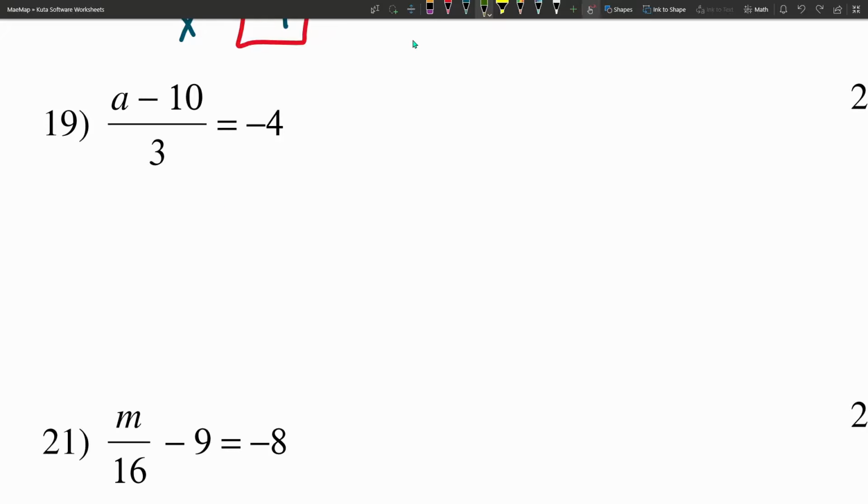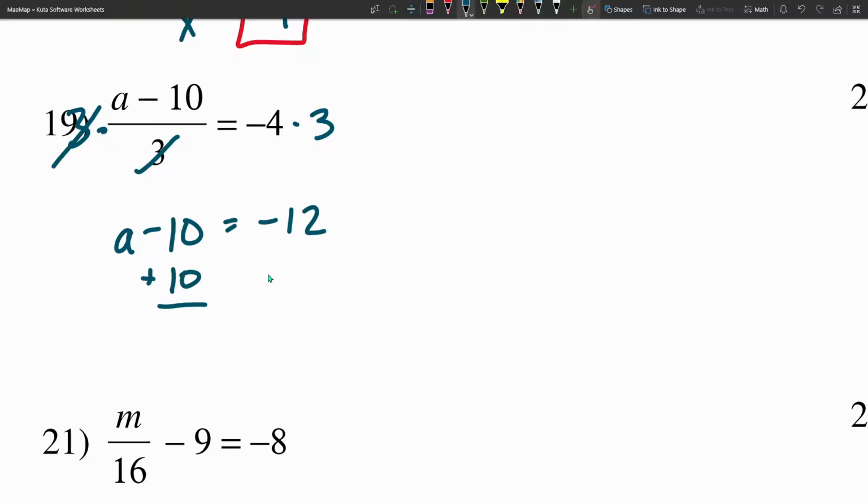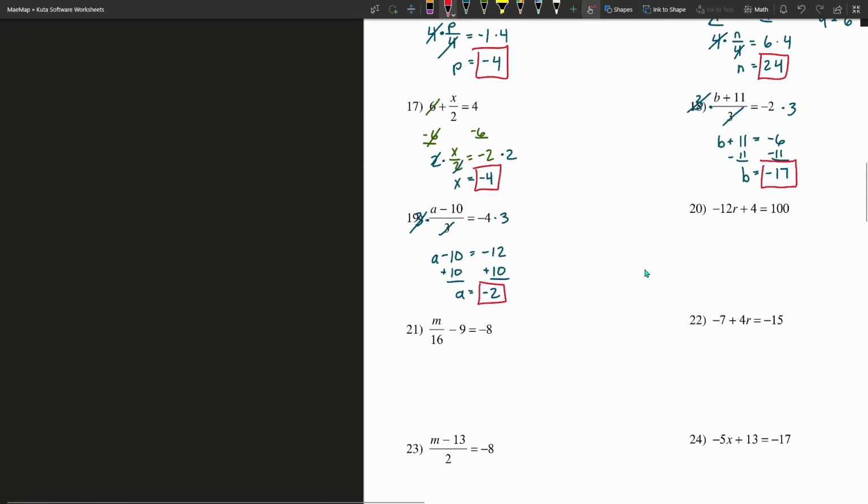So let's quickly go through the work. We can multiply both sides by 3 at the start to get a minus 10 equals what? That negative 12. Then we add 10 to both sides to isolate the a. So a is going to equal negative 12 plus 10, a negative 2. And that's what we got when we did the problem in our heads. Let's move on to number 20.